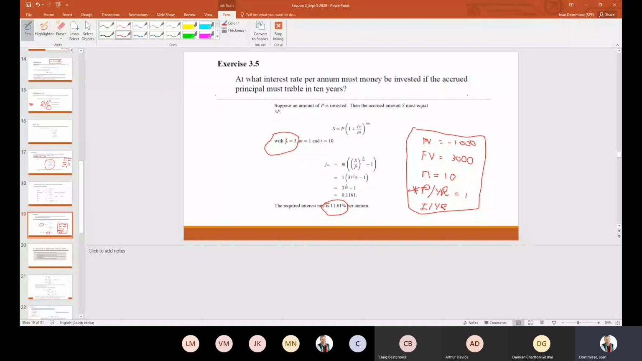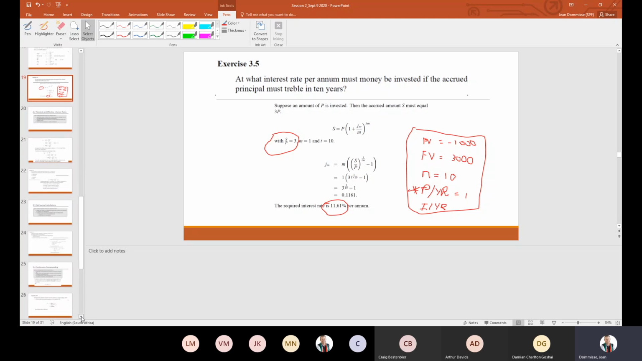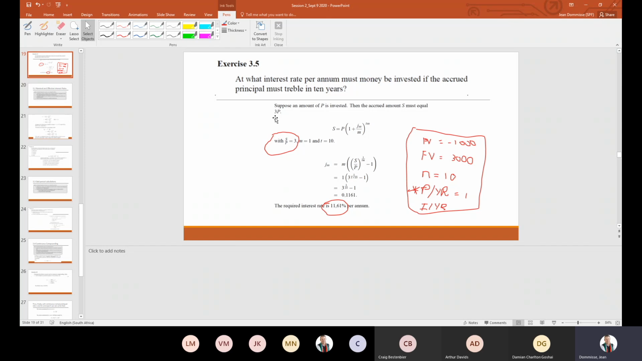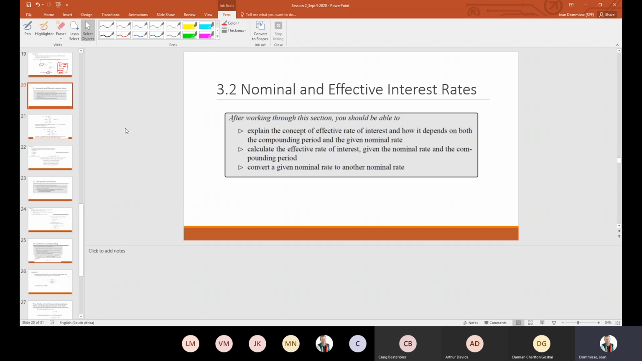So the next portion looks at nominal and effective interest rate. And I think what is also important here, in your exam, is that they don't tell us in any of the previous ones if it's nominal or effective. So we assume that it is nominal every time until they tell us it's effective. So I think that is just the important one.